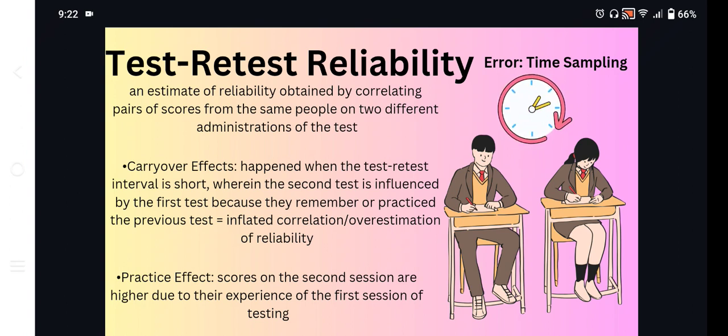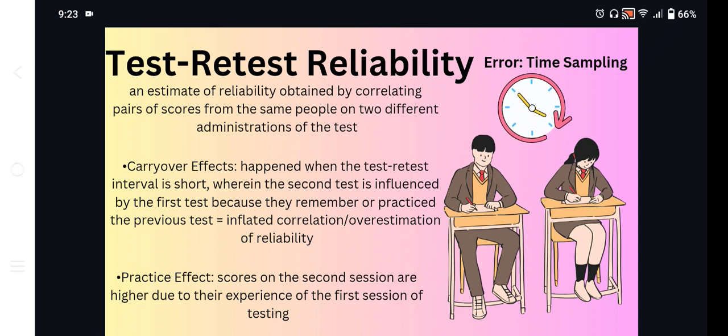We have sa ating test-retest reliability, time sampling siya. Time sampling reliability is an estimate of reliability obtained by collecting pairs of scores from the same people on two different administrations of the test. Appropriate when evaluating the reliability of a test that purports to measure an enduring and stable attribute such as personality traits. Okay?